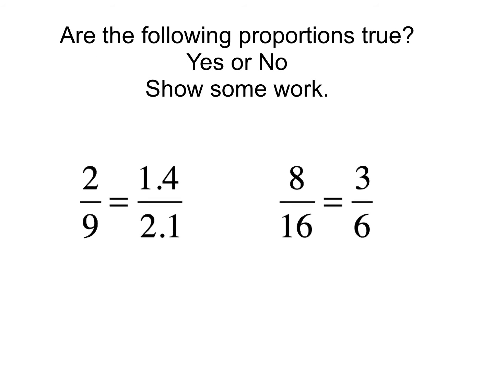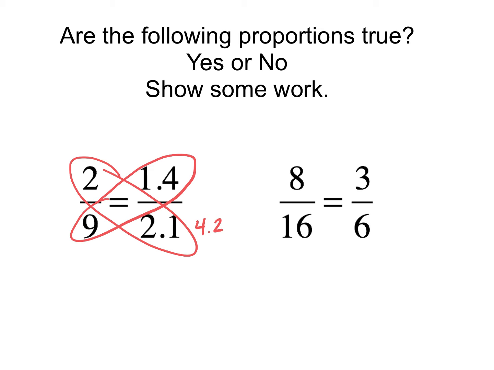We can do the same thing here, okay? 2 times 2.1, I can even use my estimation skills. 2 times 2.1 is going to be 4.2, and I know 9 times 1 point something is going to be bigger than 4.2. So again, I've got two ratios that are not proportional.